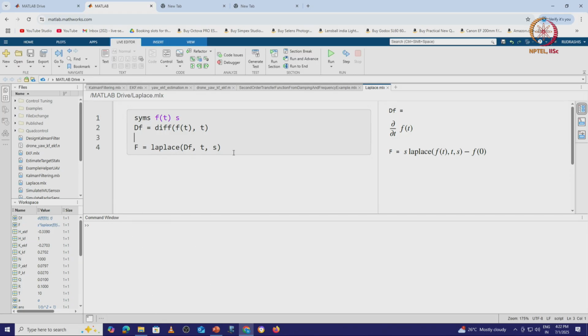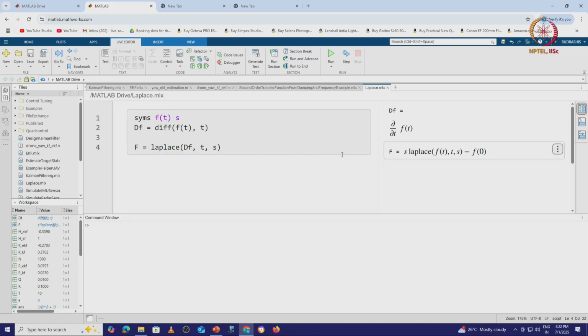So if the Laplace transform cannot transform the particular function, if Laplace cannot transform the input, then it returns some unevaluated call or result. So in this way you can see what it comes out to be.